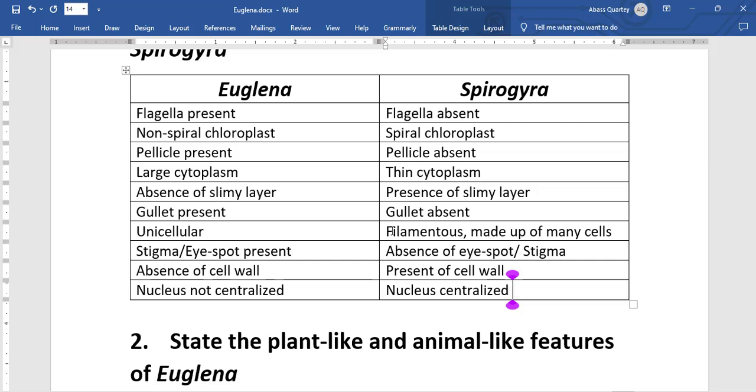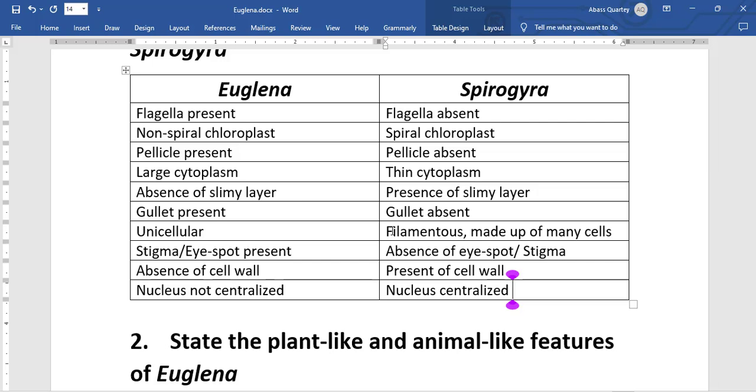Euglena has pellicle. Spirogyra do not have a pellicle. There's a large cytoplasm in Euglena. That of Spirogyra is reduced, so it's very thin. There's absence of a slimy layer on the Euglena. We have that in Spirogyra. That is the outermost layer. Gullet is present in Euglena. Gullet is absent in Spirogyra.